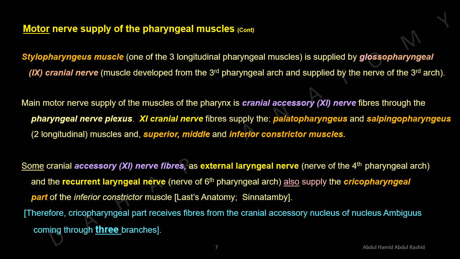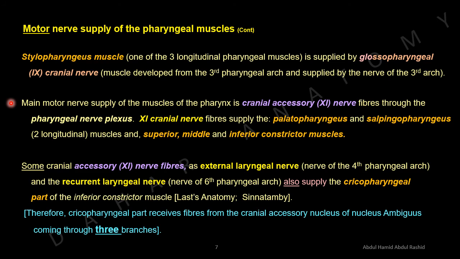Motor nerve supply of the pharyngeal muscles, continuation. Stylopharyngeus muscle, one of the three longitudinal pharyngeal muscles, is supplied by the glossopharyngeal, that is the 9th cranial nerve. The muscle developed from the 3rd pharyngeal arch and is supplied by the nerve of the 3rd arch. The main motor nerve supply of the muscles of the pharynx is the cranial accessory, that is the 11th cranial nerve fibers, through the pharyngeal nerve plexus.